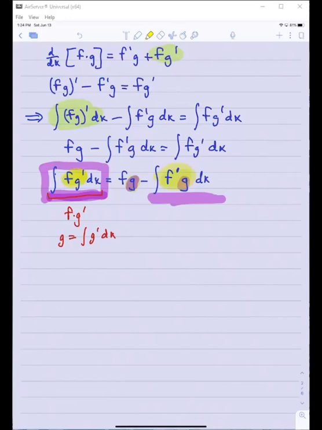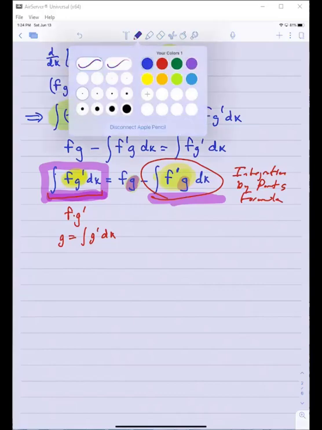Now, what happens if I choose an f and a g prime, and then I run this formula, which, by the way, I'm going to call the integration by parts formula? What happens if I run this formula and this integral is not easier to do? Well, it just means this method isn't going to be successful. Maybe I chose my f and g prime incorrectly, or maybe this method just doesn't apply to this particular integral.